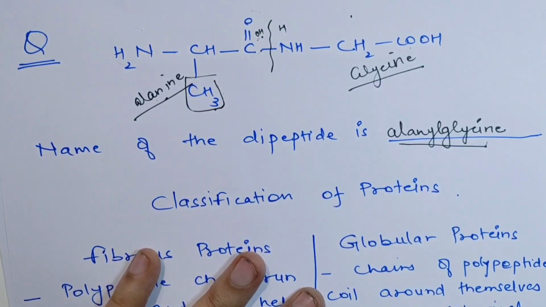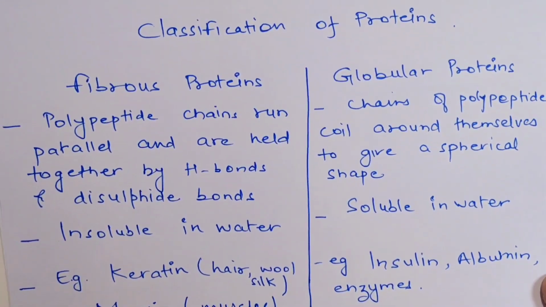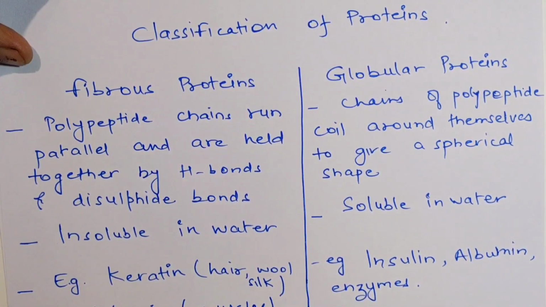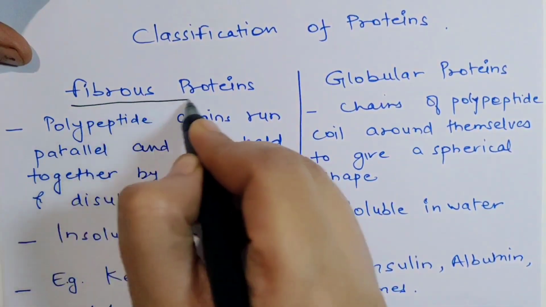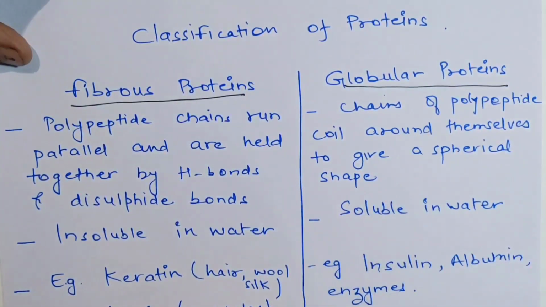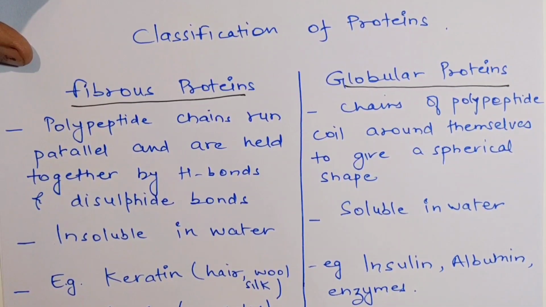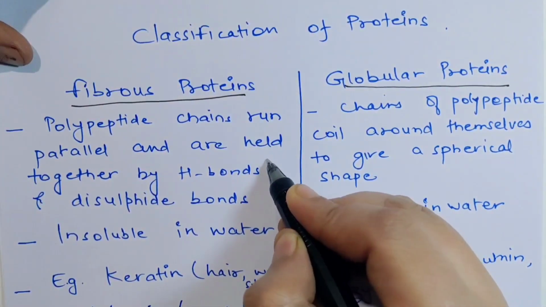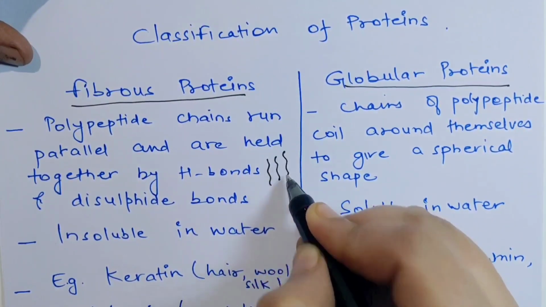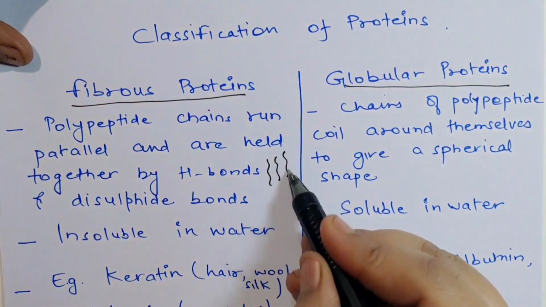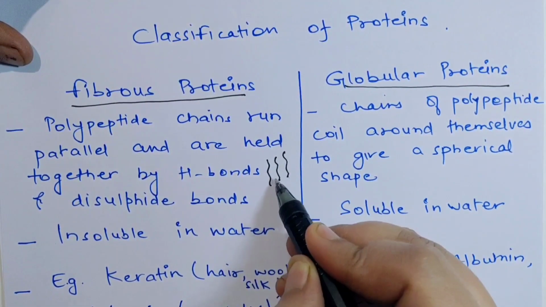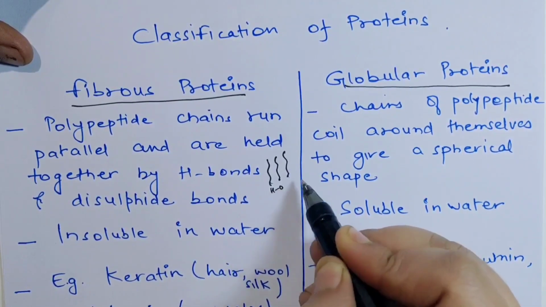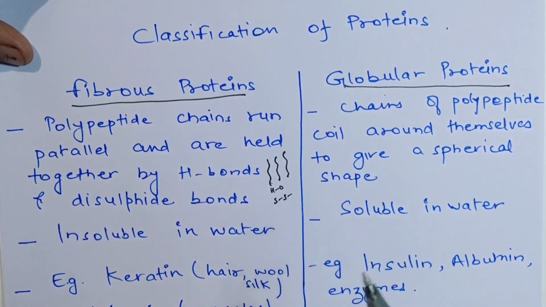Now let's classify proteins. Proteins, on the basis of the molecular shape that they take up, can be classified in 2 forms: fibrous proteins and globular proteins. It's also one of the most commonly asked questions: differentiate between fibrous proteins and globular proteins. Fibrous proteins, as the name suggests, have polypeptide chains running parallel to each other. It looks like fibers. And these polypeptide chains are stabilized by hydrogen bonds or disulfide bonds.